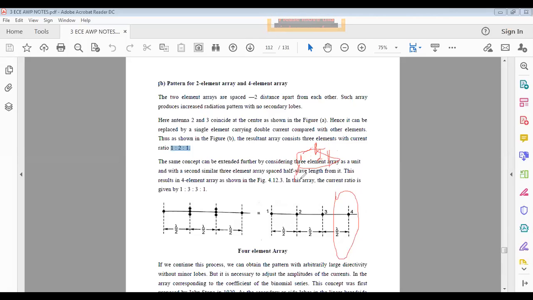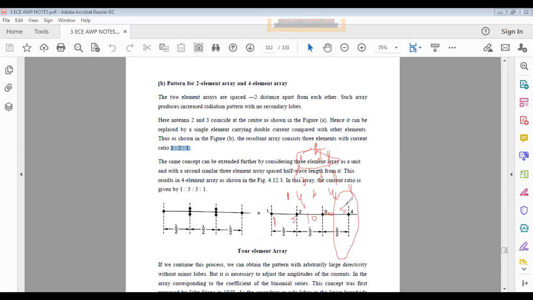Okay, 1 plus 2 is 3, again 2 plus 1 is 3, again 1 here. Okay, and this is the excitation for 4 element. Again 1, again 1 plus 3 is 4, 3 plus 3 is 6, again 3 plus 1 is 4, and put the last one here. Again 1, again 1 plus 4 is 5, 6 plus 4 is 10, again 6 plus 4 is 10, again 4 plus 1 is 5.